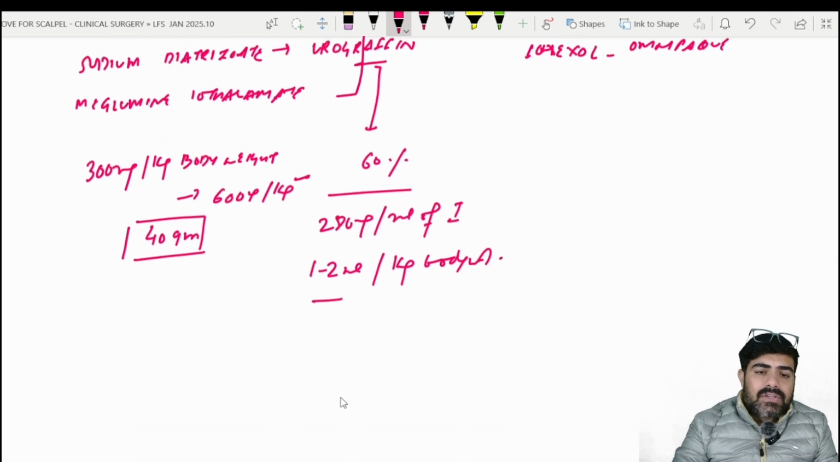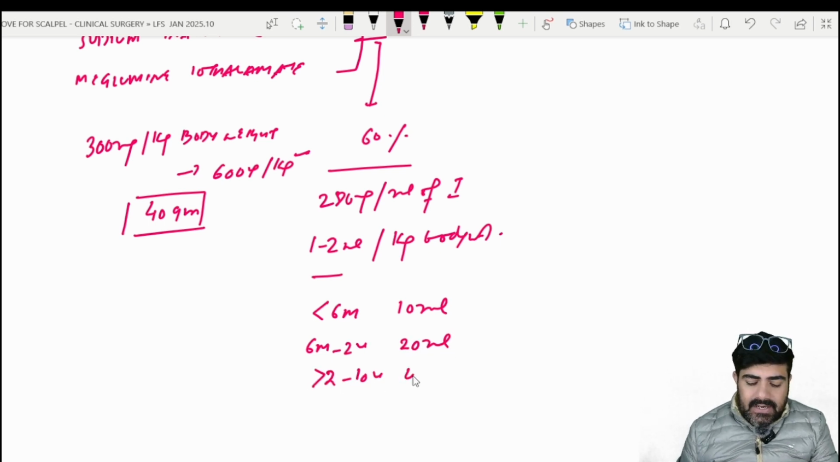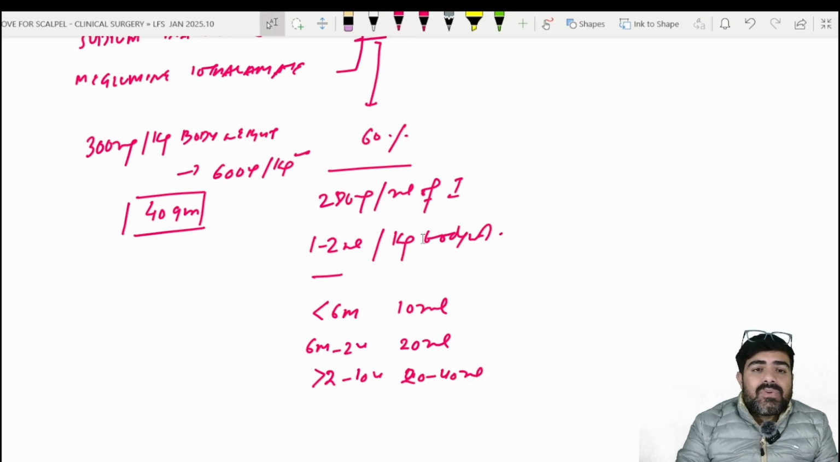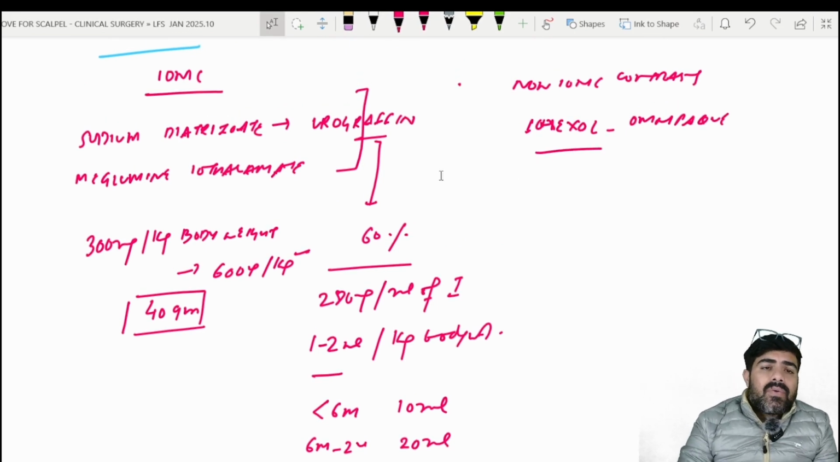For children less than 6 months of age, 10 ml is the maximum dose. For 6 months to 2 years, it is 20 ml, and for more than 2 years up to 10 years, it is 20 to 40 ml. So this is about the commonly used contrast here. Then we have the non-ionic contrast, that is iohexol. So this was the fourth question.